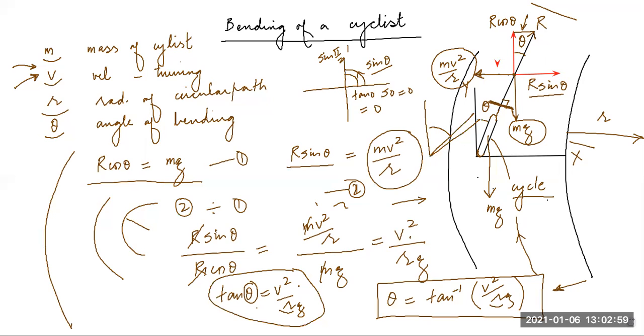Okay. So now we will do a small numerical on this. It says an aircraft executes a horizontal loop at a speed of 720 kilometer per hour with its wings banked at 15 degrees. The wings are banked at 15 degrees. What is the radius of the loop?